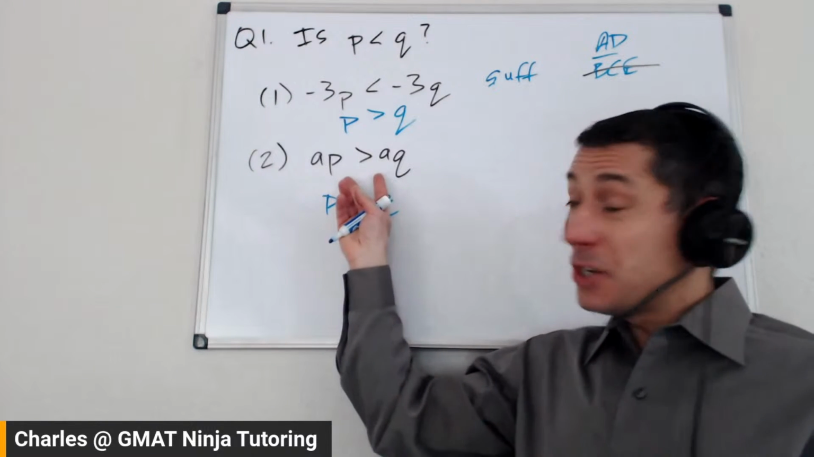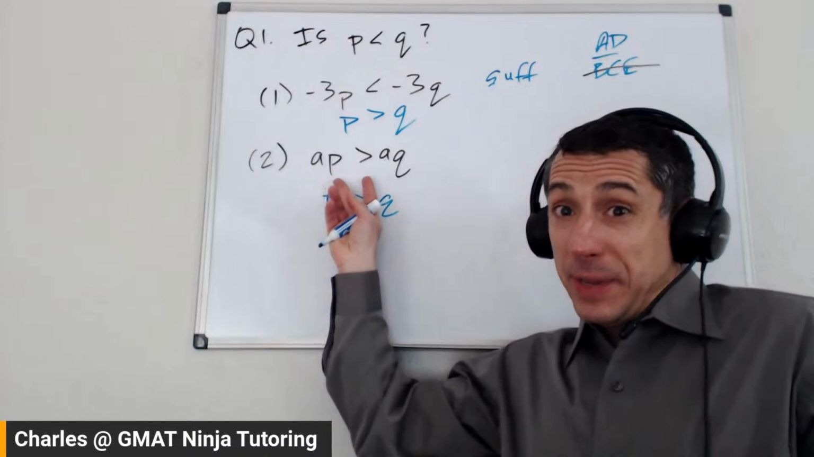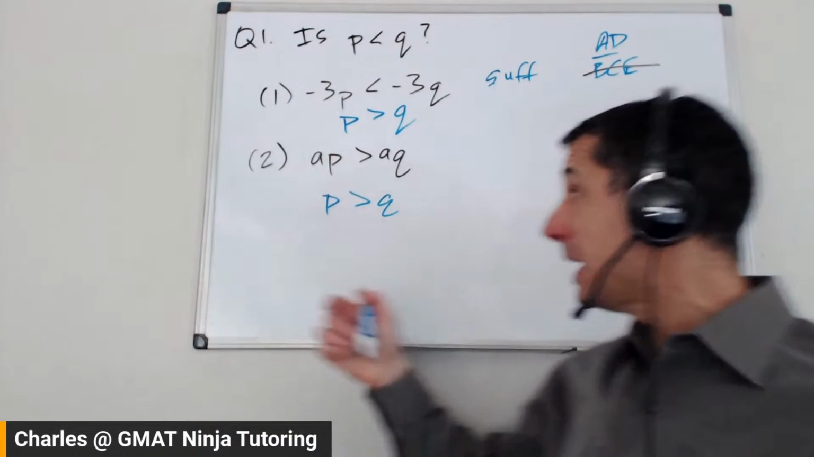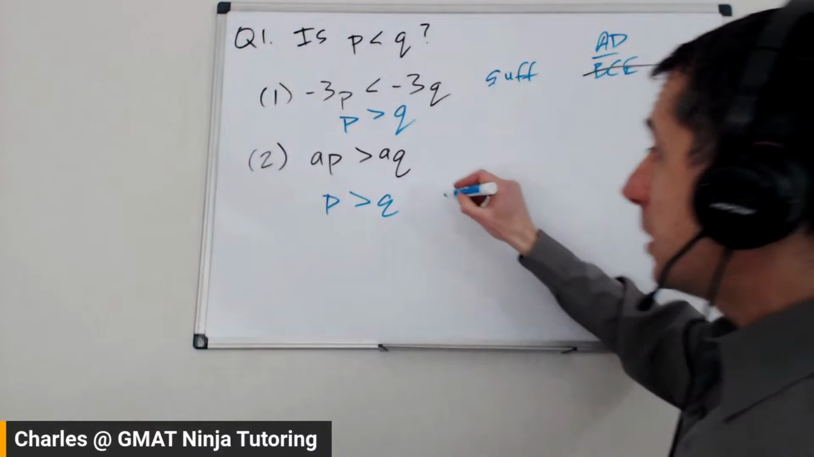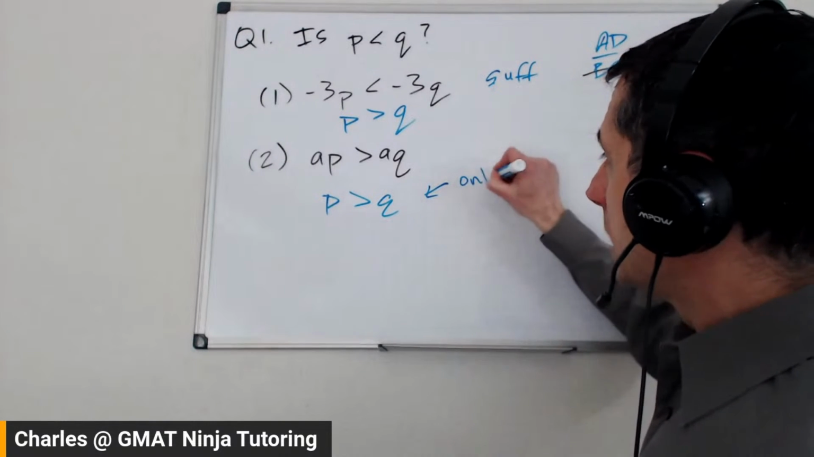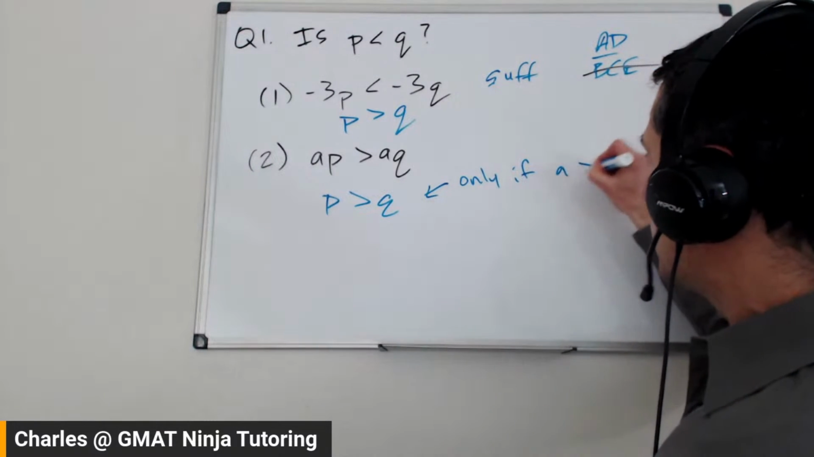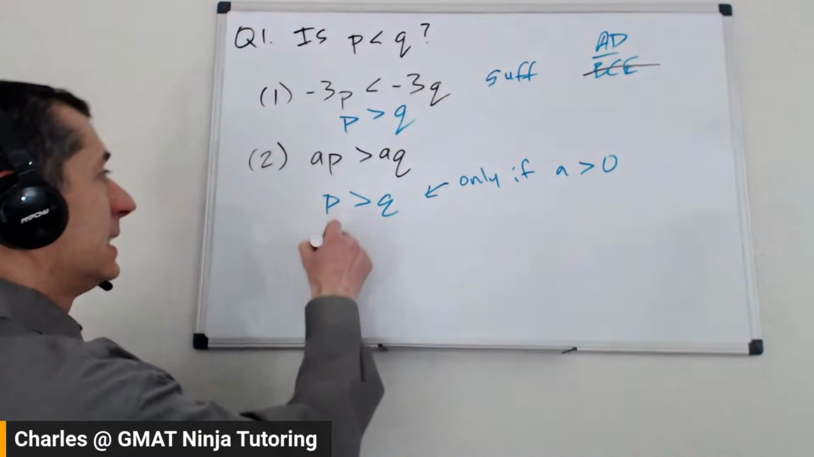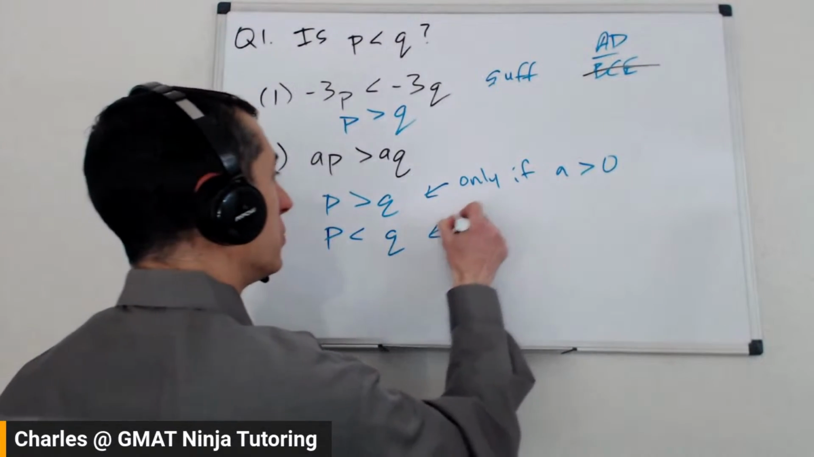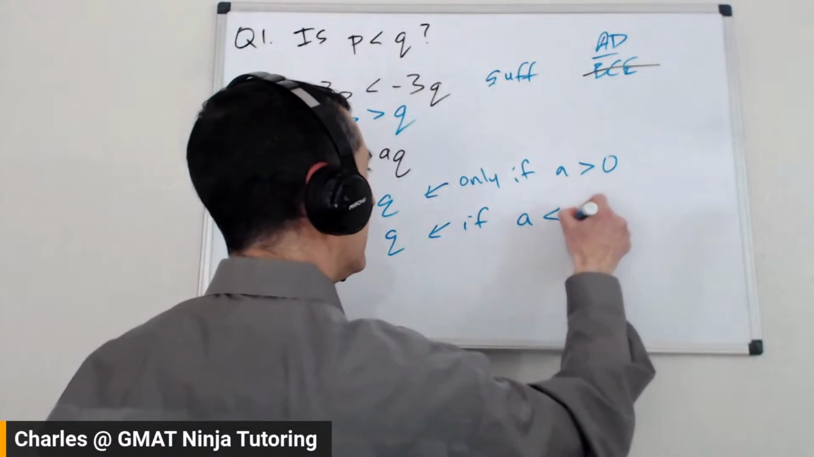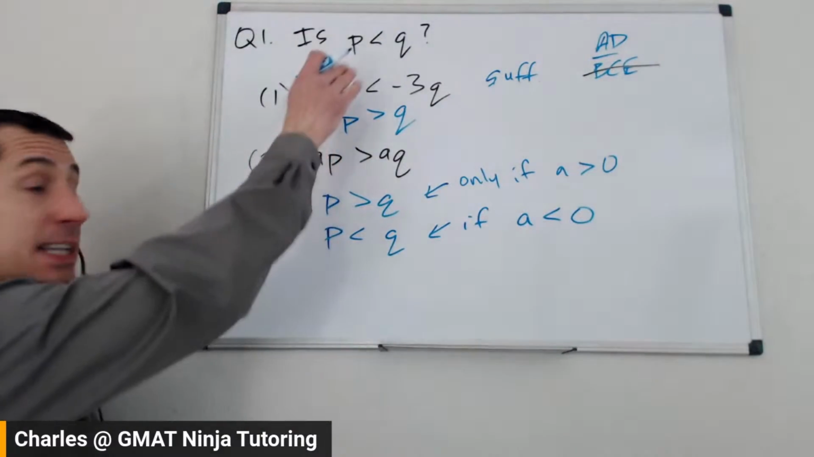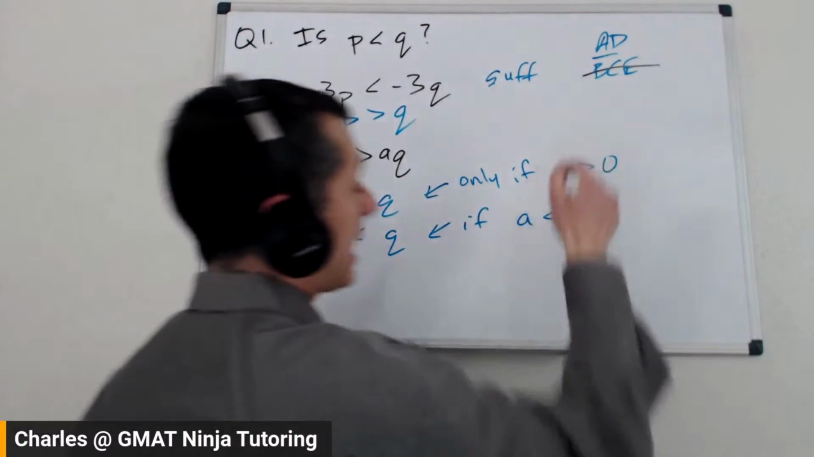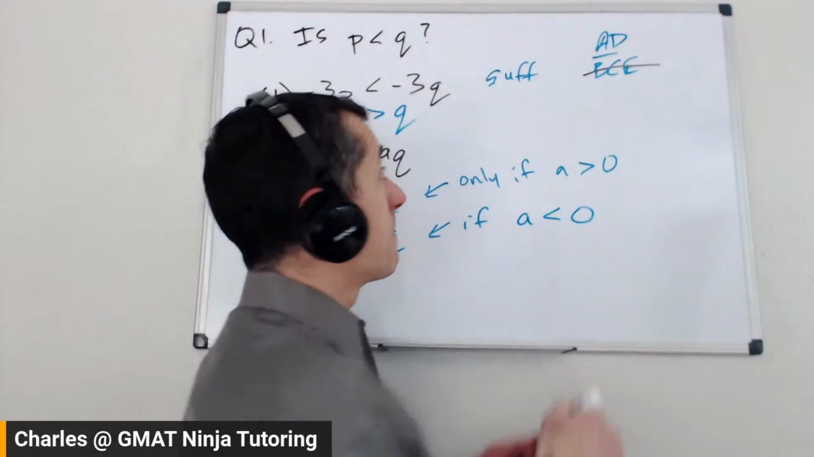You can look at this and know that A is not 0, because if it was 0, this statement couldn't be true. Okay, but you don't know whether it's negative or positive. So P is greater than Q. That is true only if A is positive. If A is negative, it can flip the other way on you. So this is going to be true if A is less than 0. Because we can't get a single unambiguous answer to this question, not sufficient, and our answer must be A here.